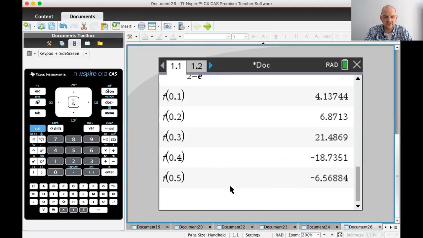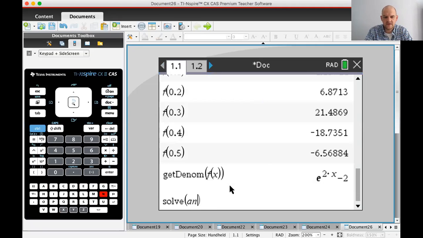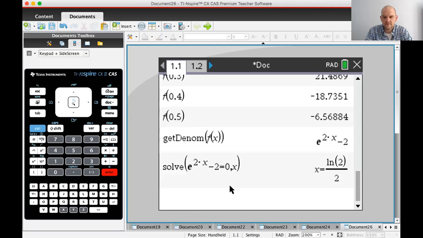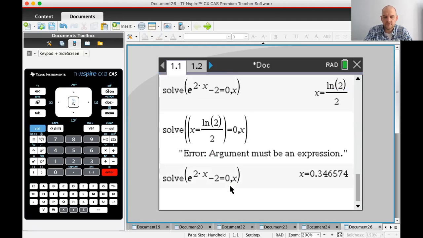Let me see if I get the denominator of f of x, and I solve this. So, what am I even doing? There we go. 0.347 vertical asymptote. We jumped over it. That's why the answer between 0.3 and 0.4 went nuts. So you do have to watch out for that.